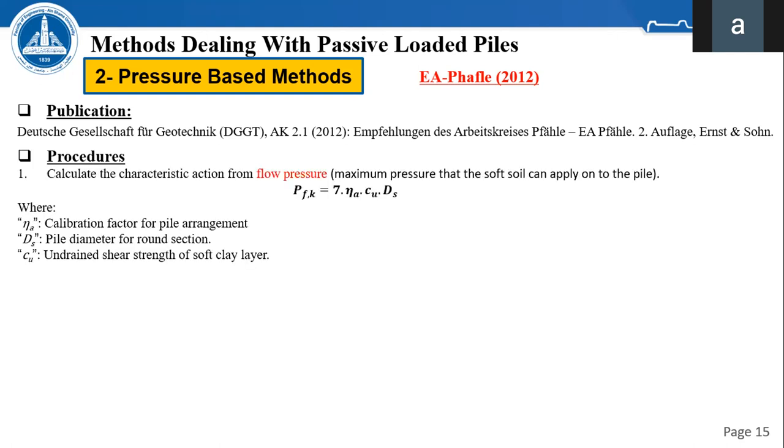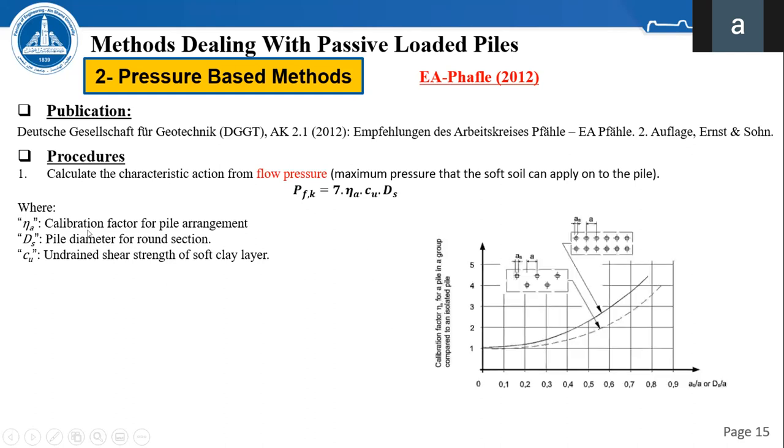The German recommendation calculates the lateral pressure as a function of the embankment stress, and also considers the undrained shear strength of the soft layer from the flow pressure approach. It calculates the lateral pressure from two approaches. The first approach is the flow pressure, which is a function of the C undrained, and also considers the pile arrangement in the pile group using the calibration factor eta, which is calculated using the following chart as a function of the ratio between the pile center spacing and the diameter.